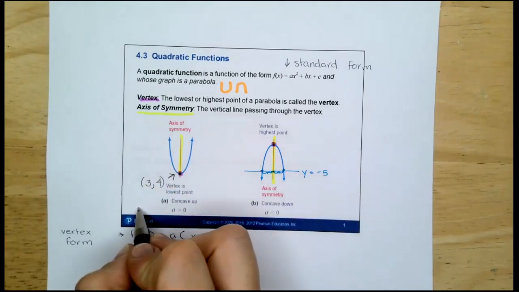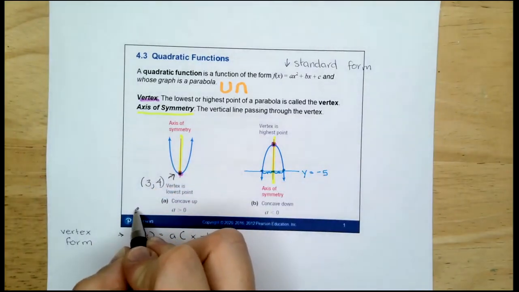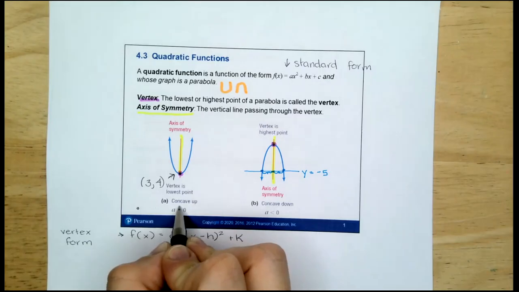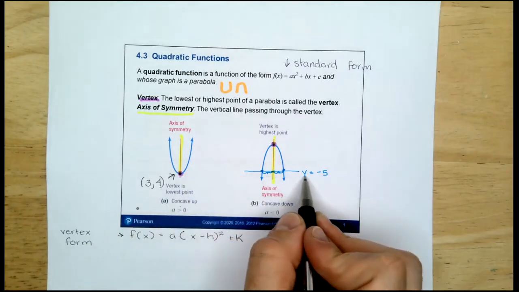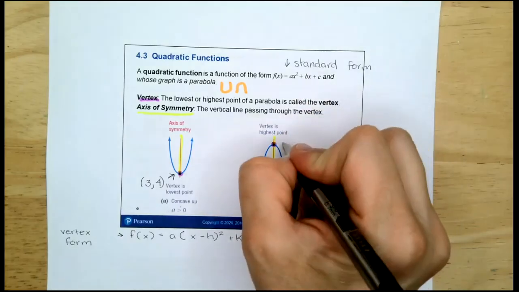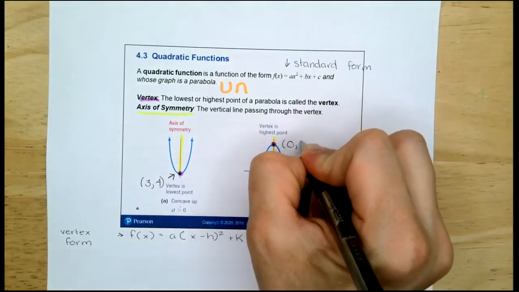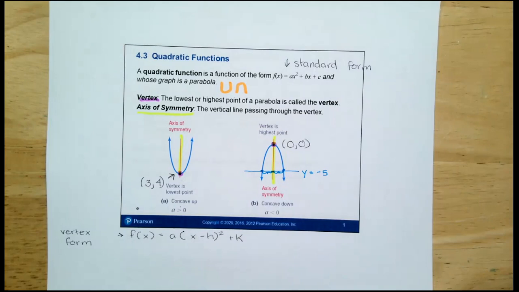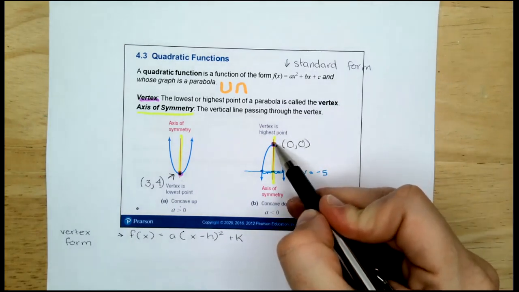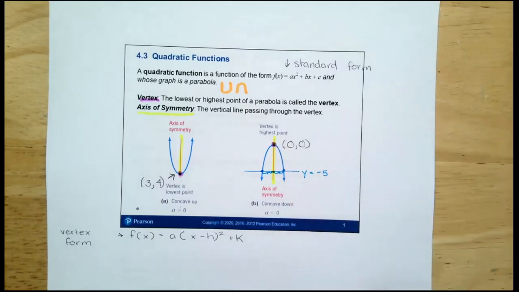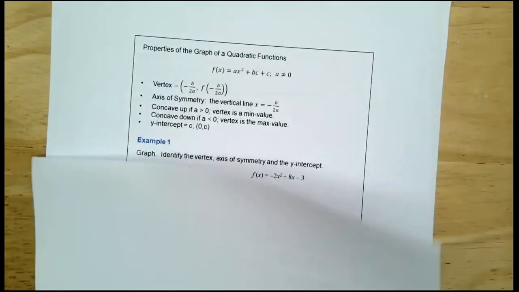Okay, that means from my origin, I went over 3 on the x, up 4 on the y, right? It's just a point. I said this is y equals -5, so maybe this vertex is at the origin of 0, 0. Okay, so what is the x, and what is the y of your vertex?